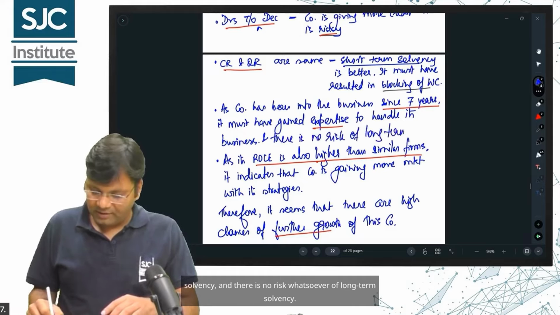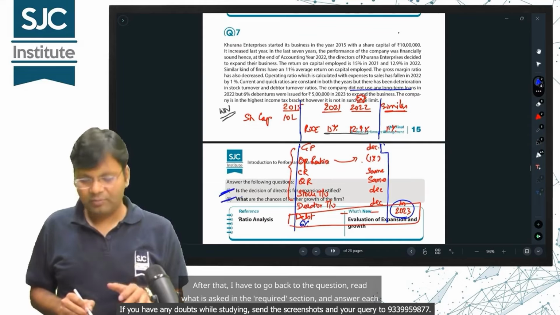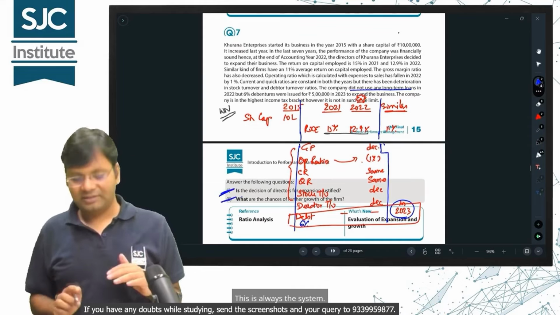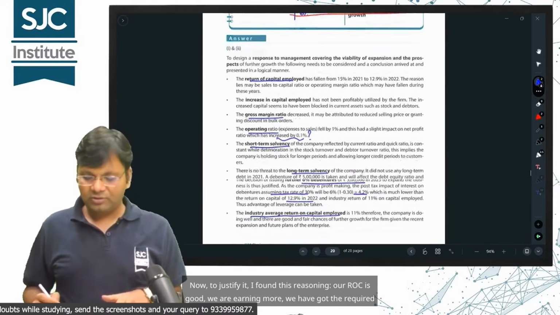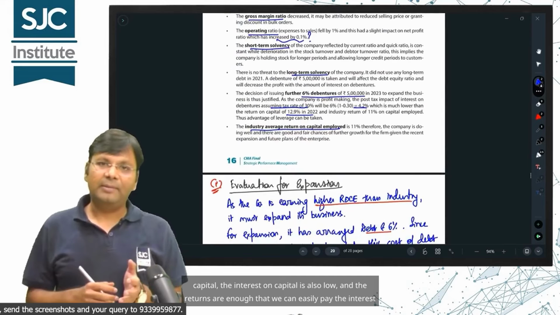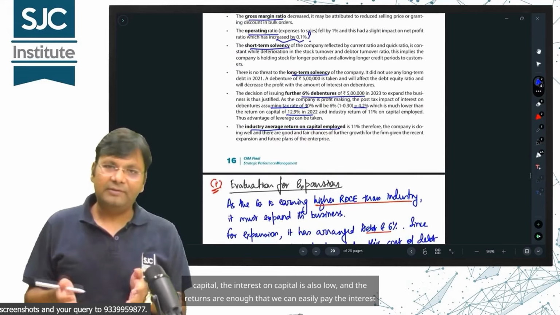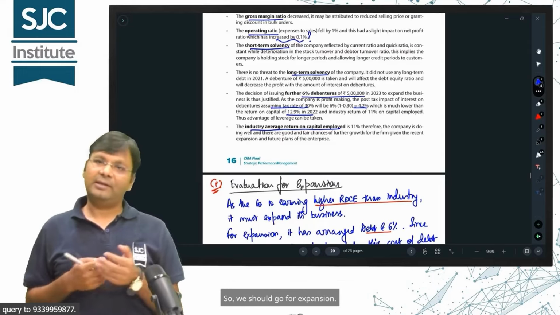After that, I have to go back to the question, read what is asked in the required section, and answer each part one by one. This is always the system. So, is it justified for the directors to go for expansion or not? Now, to justify it, I found this reasoning. Our ROC is good, we are earning more, we have got the required capital, the interest on capital is also low, and the returns are enough that we can easily pay the interest. So, we should go for expansion.